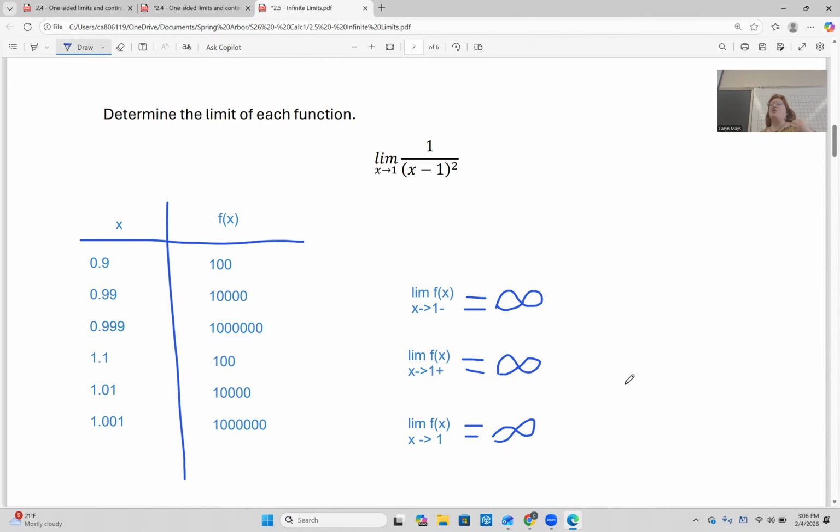And so then I want to think through, as we did Monday, what would be the signs of both the numerator and denominator? As I put in values close to 1, the numerator is always positive. 1 just stays fixed. That's always positive. But what happens when I square a number?